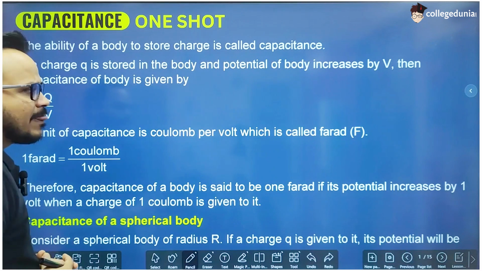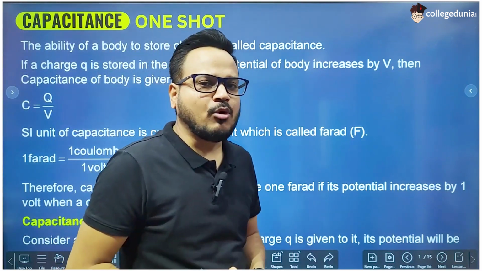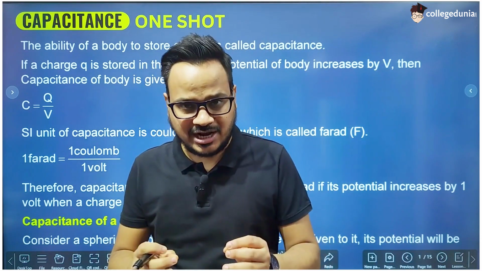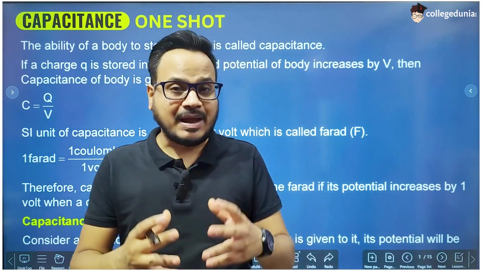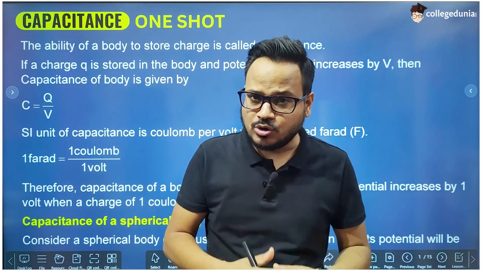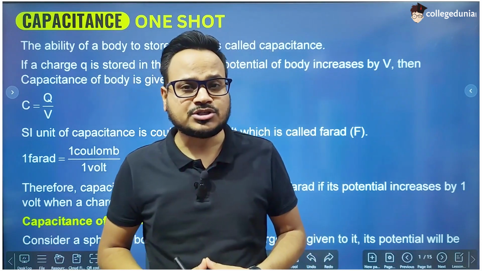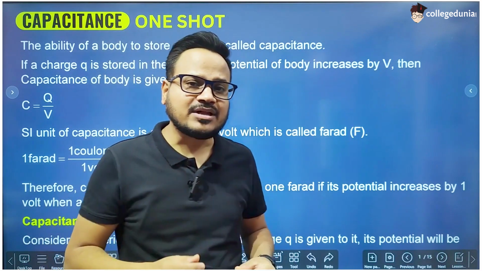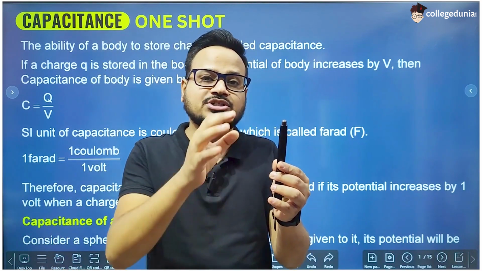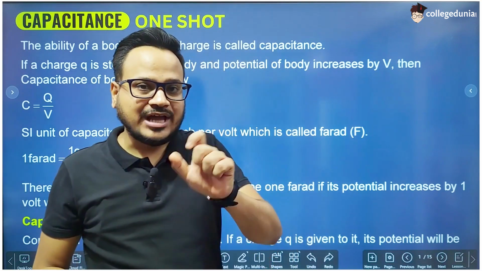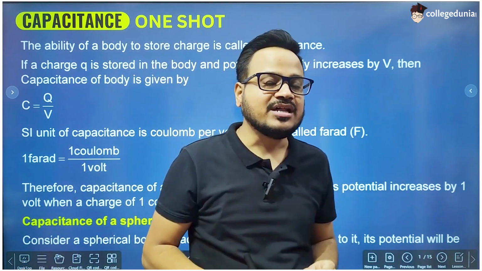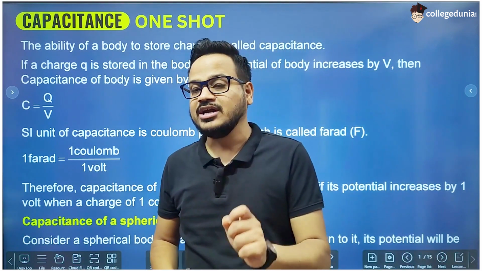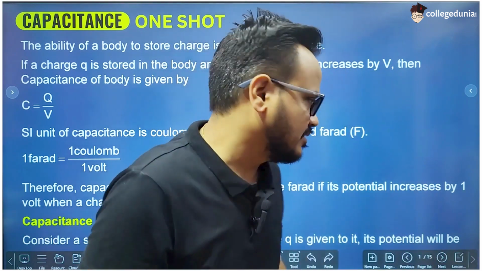So what is capacitance? Capacitance is the ability of a body to store charge. We know that every body can store charge, but obviously there will be some capacity of the body to store charge, because a body cannot store charge infinitely, right? If this is a body, there must be a capacity that this body can store charge up to this value only. That capacity of the body is called its capacitance. The ability of the body to store charge is called capacitance.